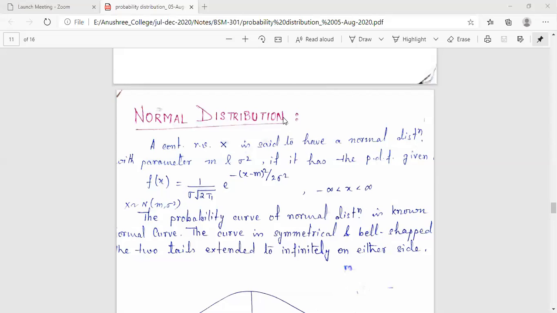Today, after having the concept of theoretical distributions for the case of discrete random variables, we are moving on to the next part, that is the theoretical distribution for continuous random variables. In the case of continuous random variables, we will have three distributions. We need to cover three distributions.